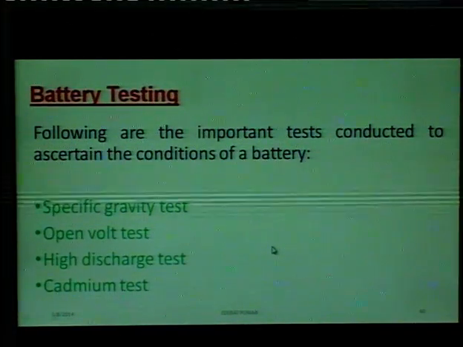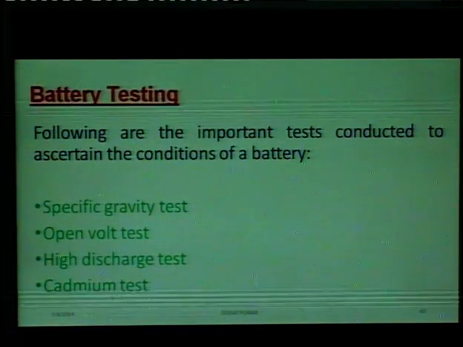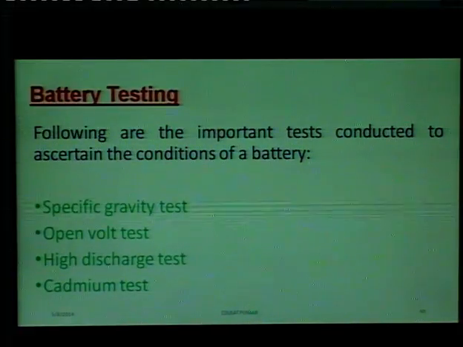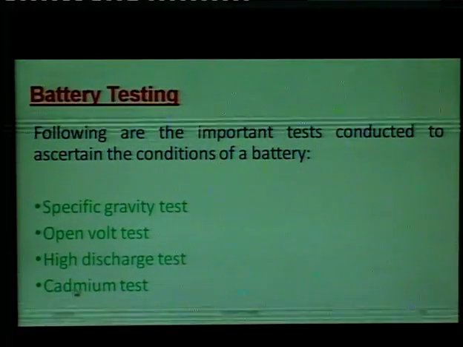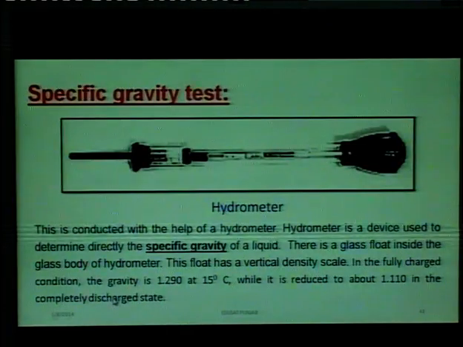Now battery testing. How do we test the battery? There are different methodologies. One is specific gravity test, open voltage test, high discharge test and cadmium test. This is specific gravity test using the hydrometer.